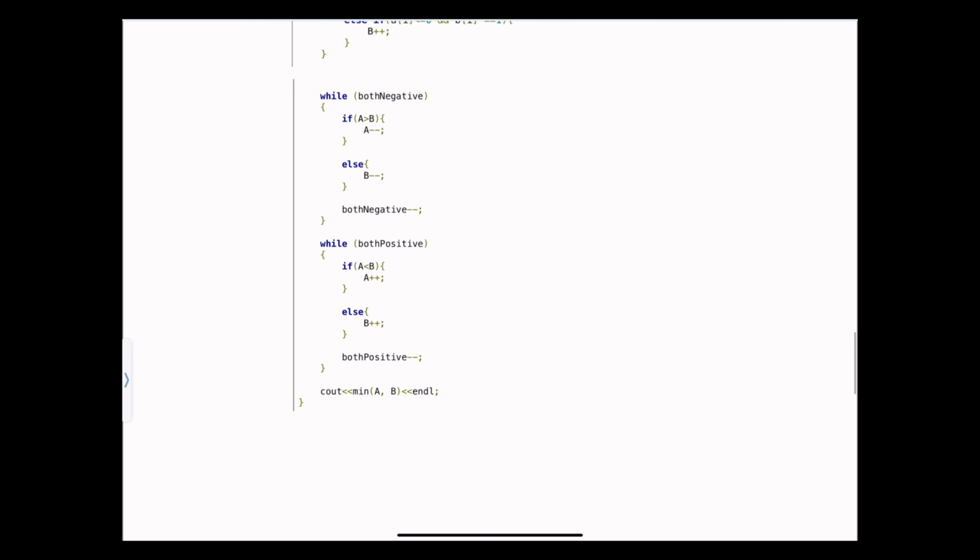And after that, we are sure that the values of A and B are as close to each other as possible. It means the minimum value is maximized. So we will just simply print out the minimum of the two values, and this will give our answer.